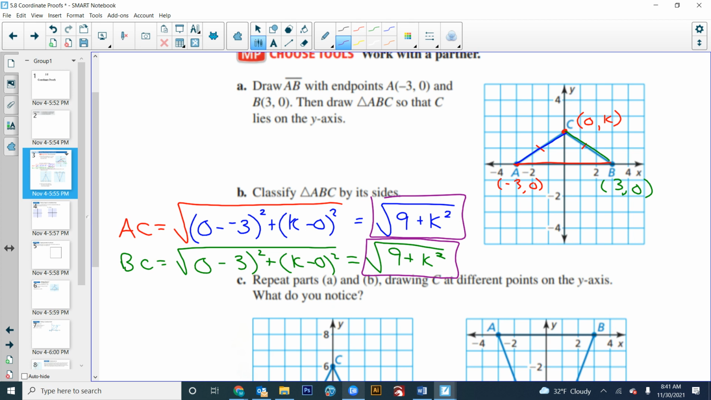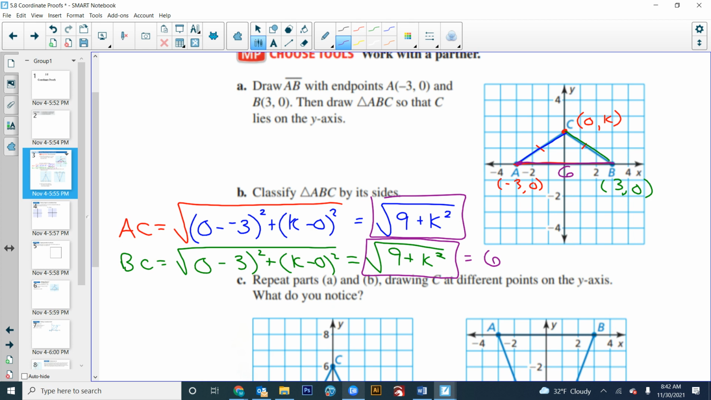Are you with me? This is the fixed one. What is it? 6. Everyone else's people put C in different places, but everybody had a bottom segment of 6. It has to be 6. So wouldn't you set this length equal to 6? Isn't this the length of the segments?